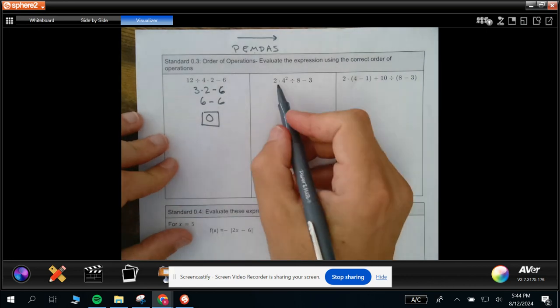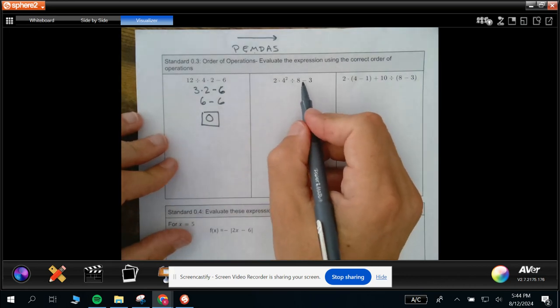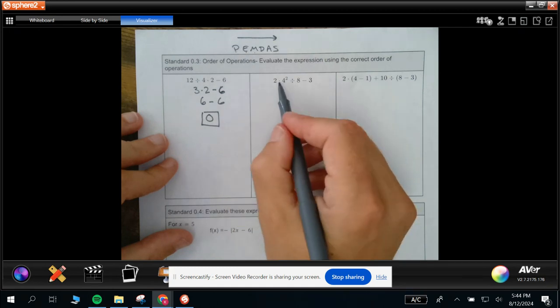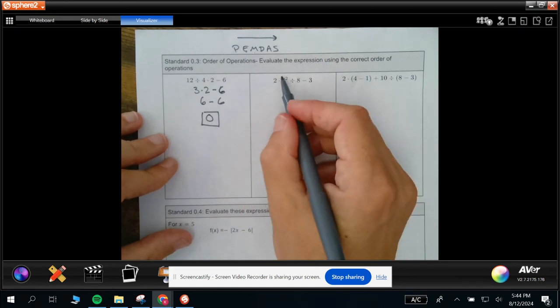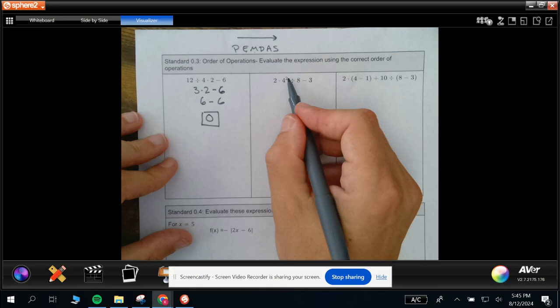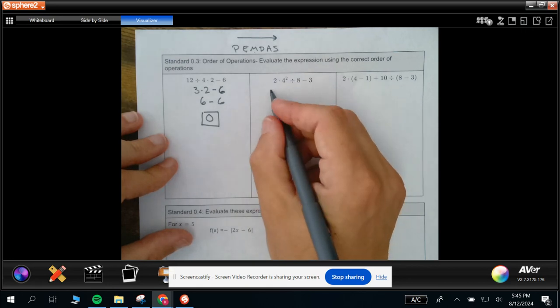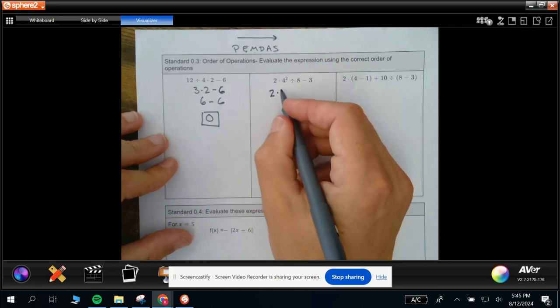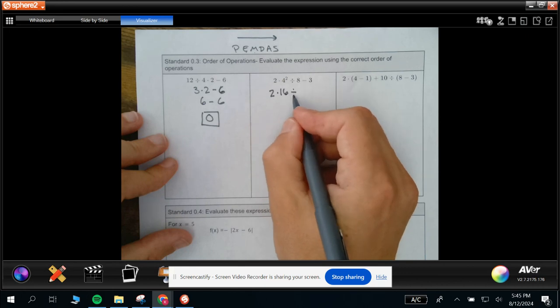Next one, 2 times 4 squared divided by 8 minus 3. Do I see any parentheses? No. Do I see an exponent? I do right there. That little 2 is an exponent. Squared means to multiply a number times itself. So 4 squared is 16. Again, I'm going to do one thing at a time.